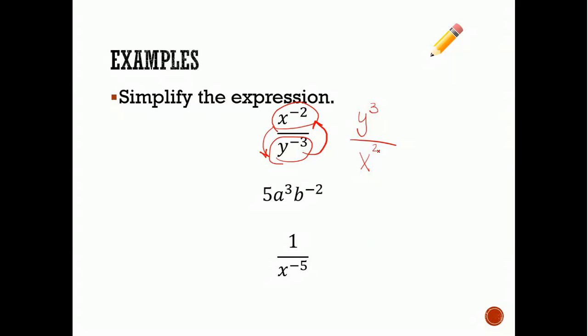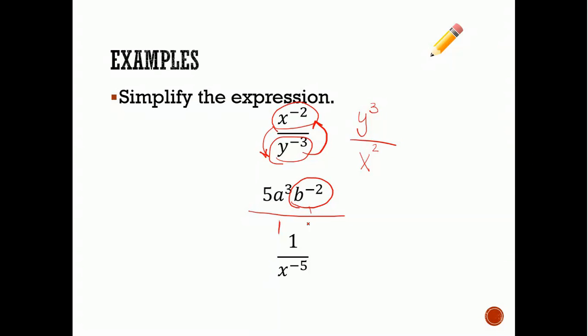Let's try this next one. So I've got 5a cubed b to the negative 2. This one needs to move. But you're probably saying, well, Marsh, there's no fraction line anywhere in this problem. There is. I can draw one. Okay, there's none right there, but technically you can draw it there and put a 1 down here. We just don't do it because it's understood.